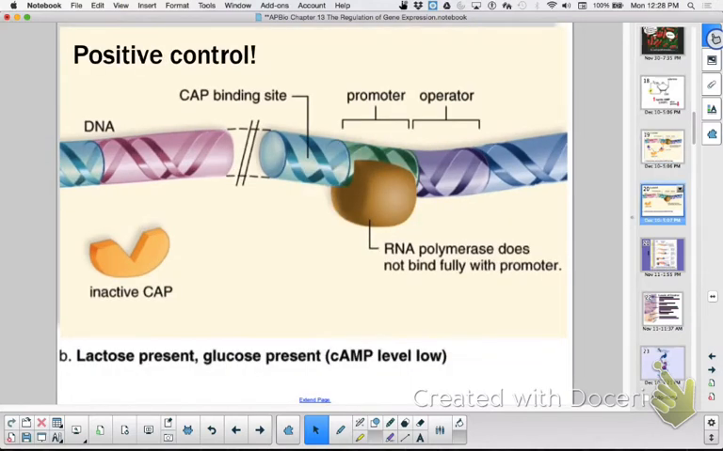If we had no repressor because lactose is there, it could get on the promoter. It just doesn't get on the promoter very well unless we activate our CAP. So that inhibits it. Yes?